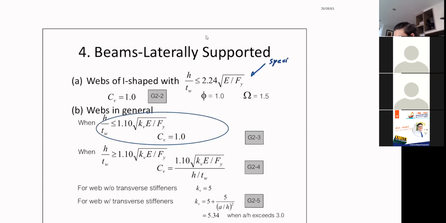Special case where the web slenderness ratio is so low, you may end up using this. Now, I'm going to tell you a history of the design because I was there when this happened. In the old times, when the specification for steel had been developed, they began by using the factor of safety for shear equal to 1.5. Okay, this is in the beginning.